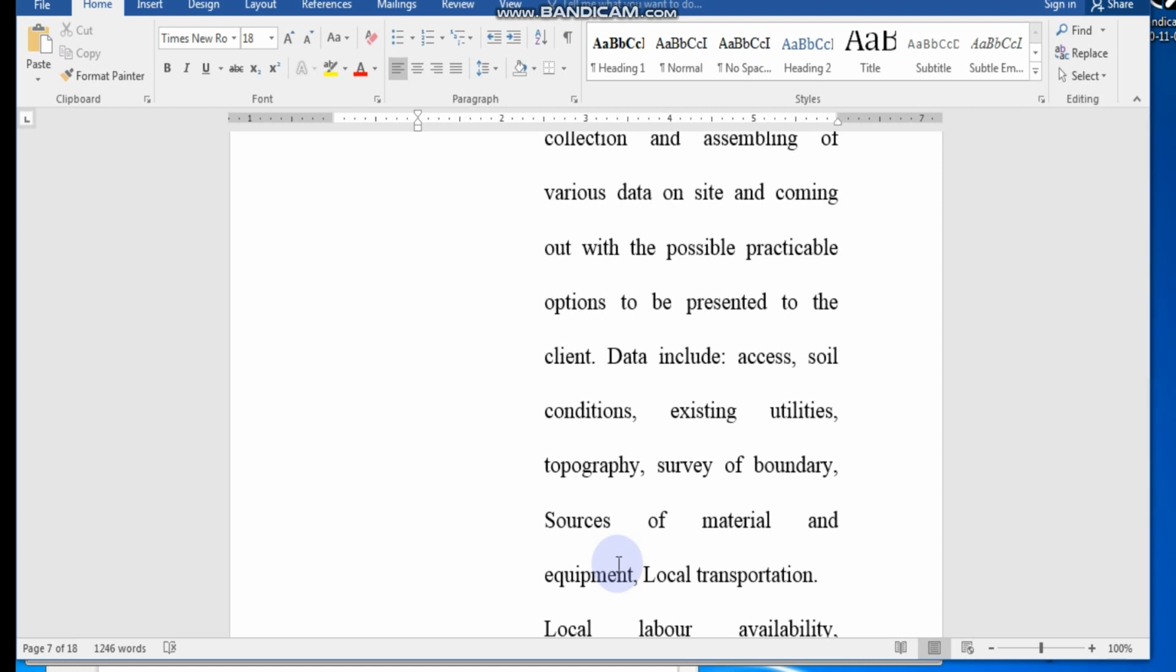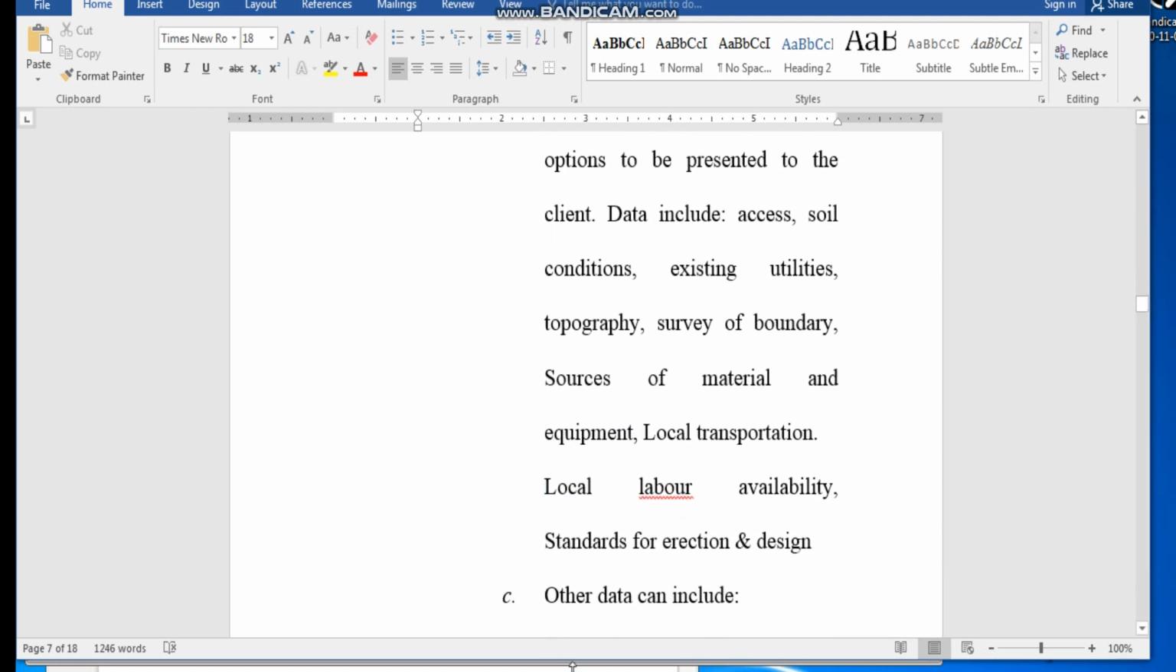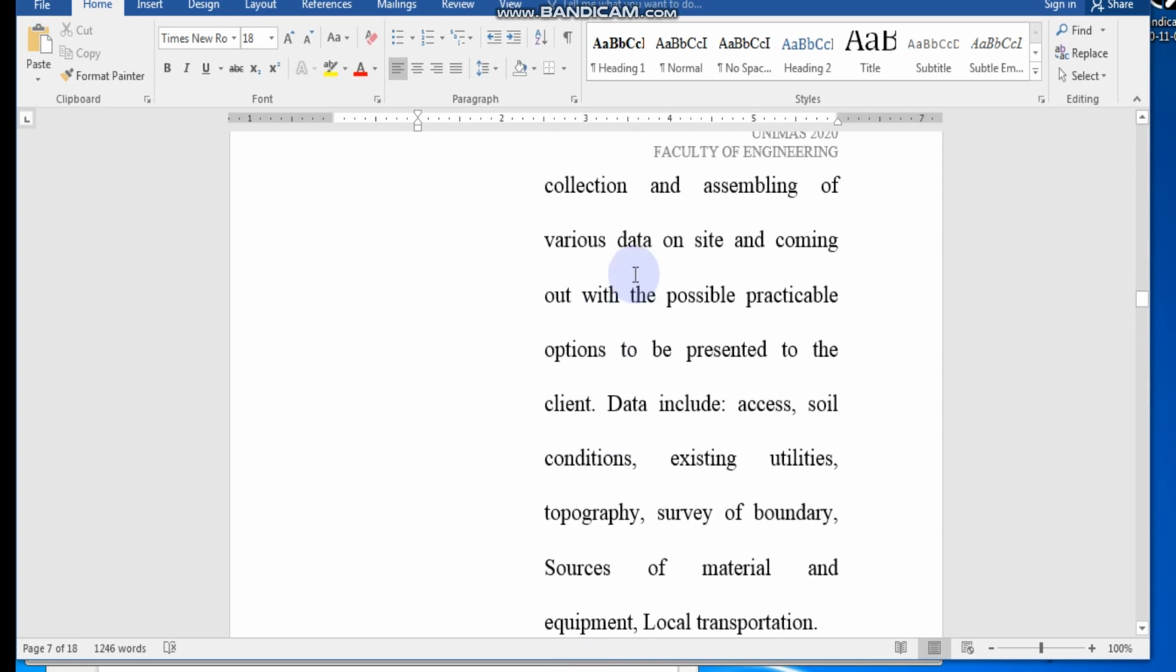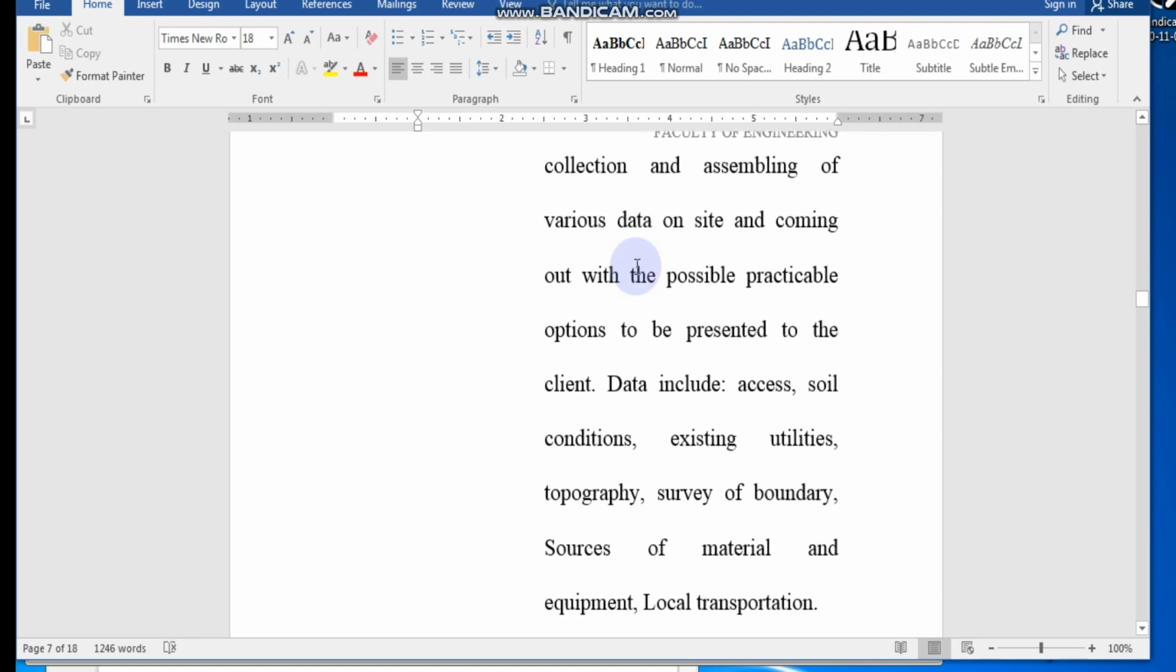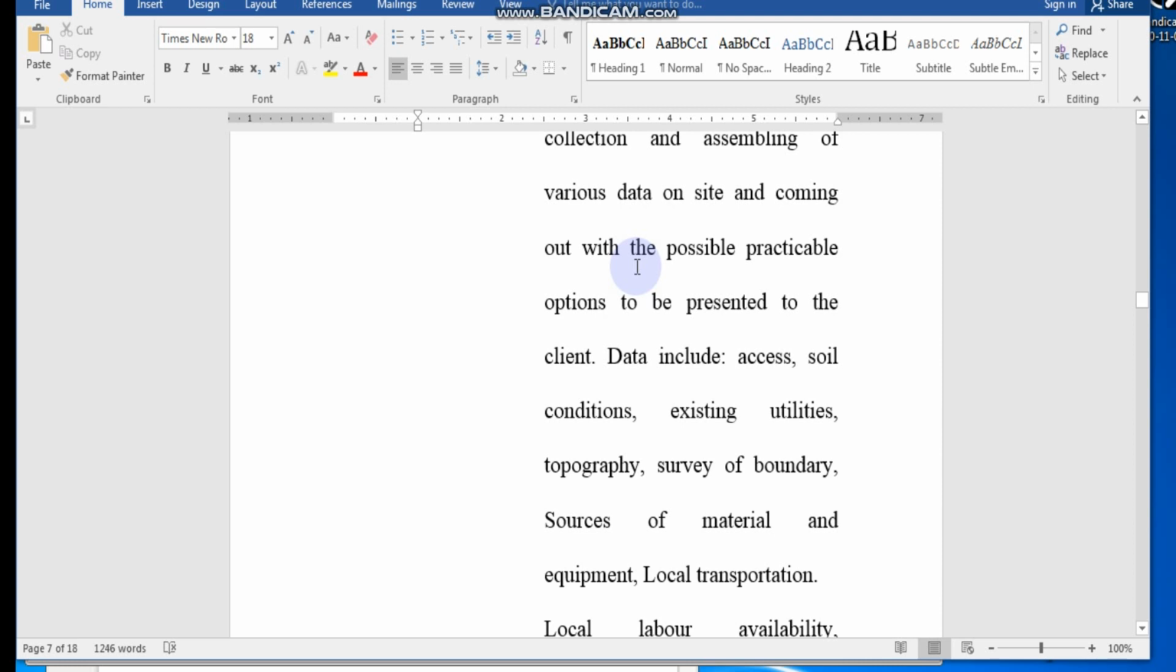And then where are the access roads, are there any existing utilities, what is the topography. So you do the survey of the boundary, the survey of the ground condition, and the survey of the ground landscape. These are the initial data that you will gather at this very early stage of the project. Because for that piece of land, where is the boundary, how big is it, so you pick up what we call the cadastral plan.